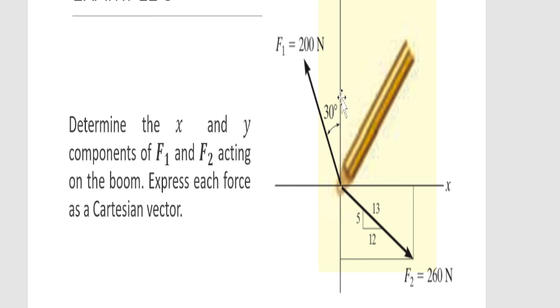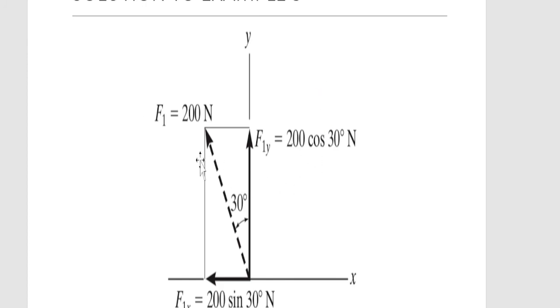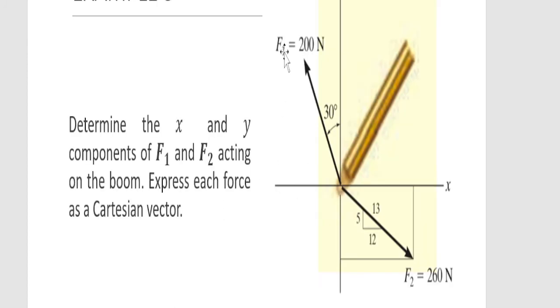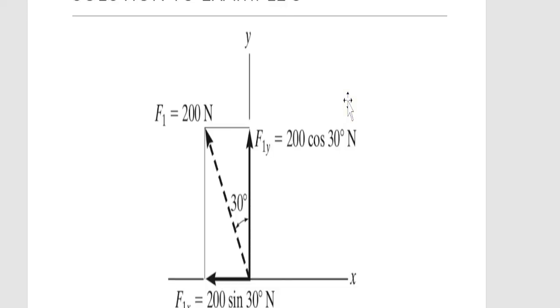On one side it's given as an angle, on the other side it's given as a slope, so we need to use two different ways. The solution is, we need to resolve each of those forces independently. First resolve the first one, which is 200 Newtons, making a 30-degree angle. When you resolve it into the vertical component and horizontal component, by using the trigonometric law, you can get these values.